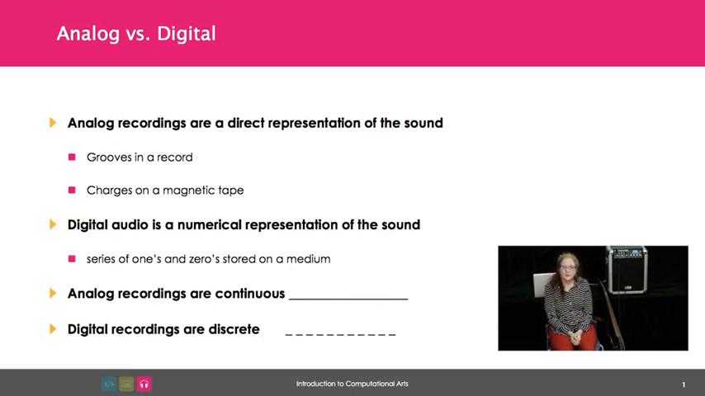Digital audio is a numerical representation of the sound. It's a series of zeros and ones stored on a medium. Analog signals are continuous, with no space between the sound, while stored digital signals are discrete, with gaps between the sound that software and hardware interpret to create a smooth output signal.